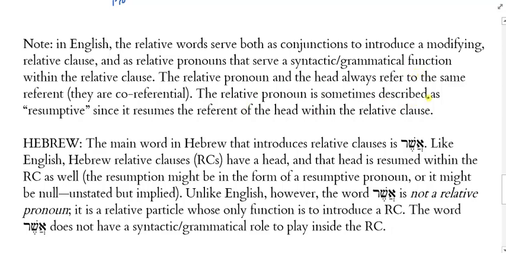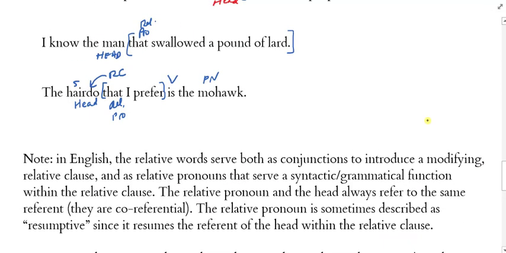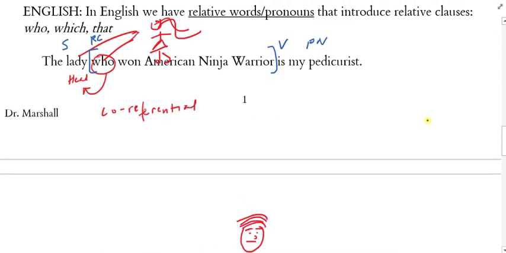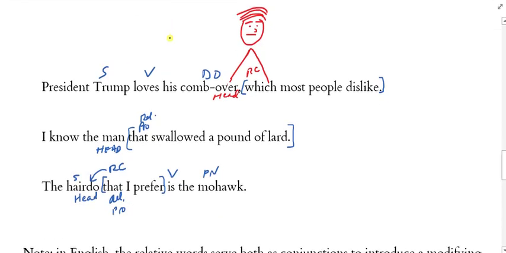The relative pronoun and the head always refer to the same referent. They are co-referential. The relative pronoun is sometimes described as resumptive, since it resumes the referent of the head within the relative clause. To go back here, all we're saying by that is the pronoun who resumes or picks back up the referent that the head refers to. The lady, some woman with hair that dangles like this, right? And the who is referring to the same one. That's resumptive, resumes the referent.